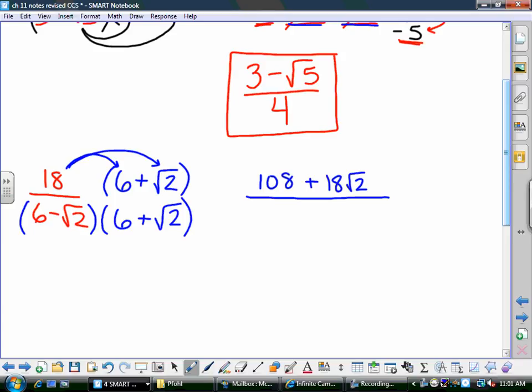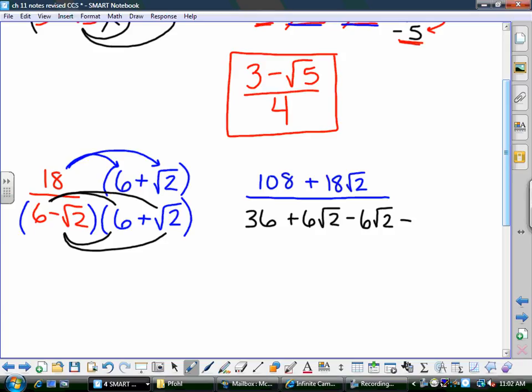On the bottom, we have to distribute it all out. So we got to multiply firsts, outsides, insides, lasts. So we'll do 6 times 6. 6 times the square root of 2. Negative square root of 2 times 6. And a negative square root of 2 times a positive square root of 2. A negative times a positive is a negative. And then the 2 times 2 is 4. The square root of 4, another way to write that is just 2.